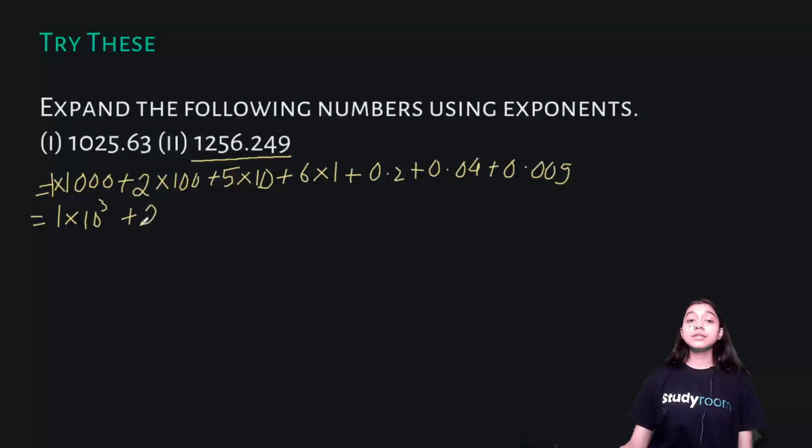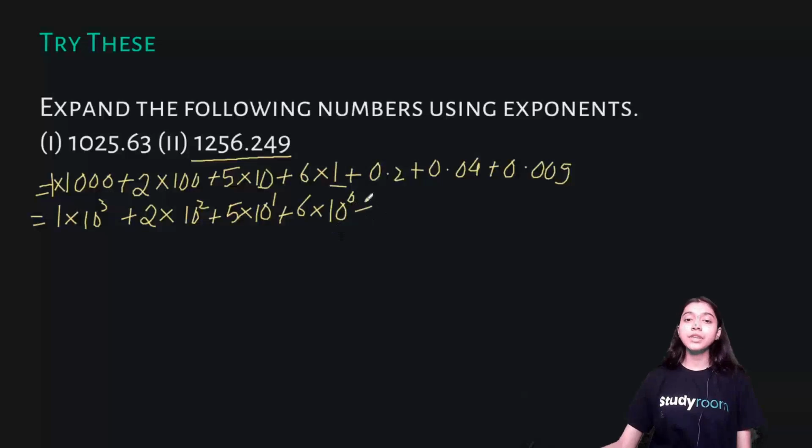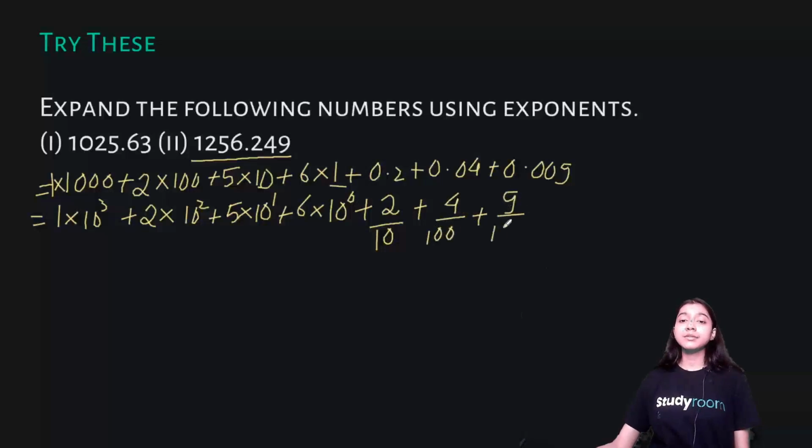Okay. Now over here what we have is 1 multiplied with 10 cube, because 1000 can be written as 10 cube. Similarly we have plus 2 multiplied with 100 can be written as 10 square plus 5 multiplied with 10 can be written as 10 to the power 1 plus 6 multiplied with, again we have 1. I told you that 1 can be written as 10 to the power 0, because anything to the power 0 gives us 1, plus this 0.2 can be written as 2 divided by 10, and then 0.04 can be written as 4 divided by 100, and 0.009 can be written as 9 divided by 1000, because we are shifting this decimal place 3 places towards the right hand side, so we are dividing the number by 1000.